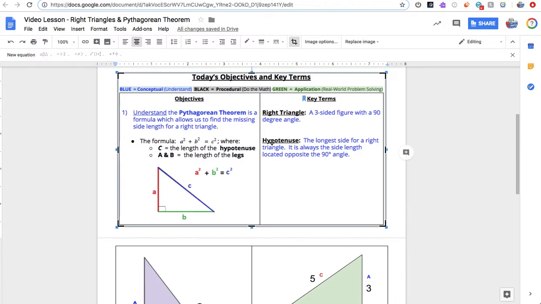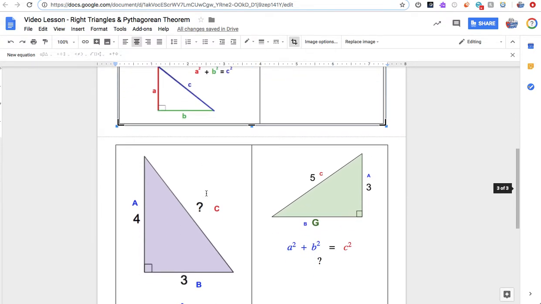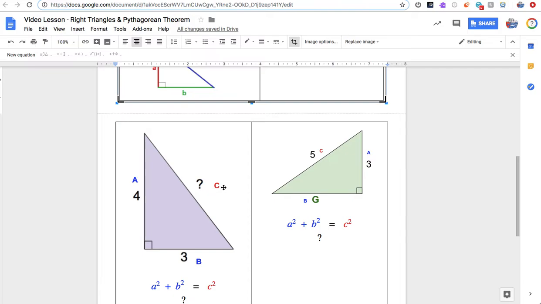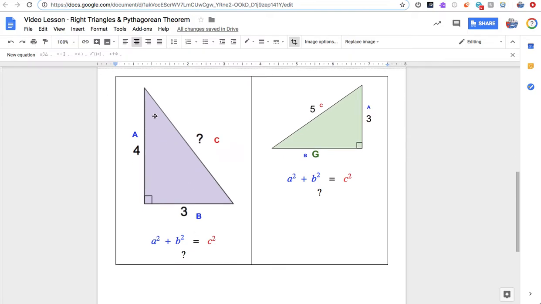Important vocabulary. When we talk about a right triangle, the hypotenuse is the longest side. We're going to label it c in our formula, a squared plus b squared equals c squared. That's the first key. Here we see this purple right triangle. It has side lengths of 4, 3, and an unknown side length, and we've labeled them a, b, and c. We didn't pick that at random. The longest side length is going to be c, the hypotenuse, always. a and b are going to stand for the 2 shorter sides.